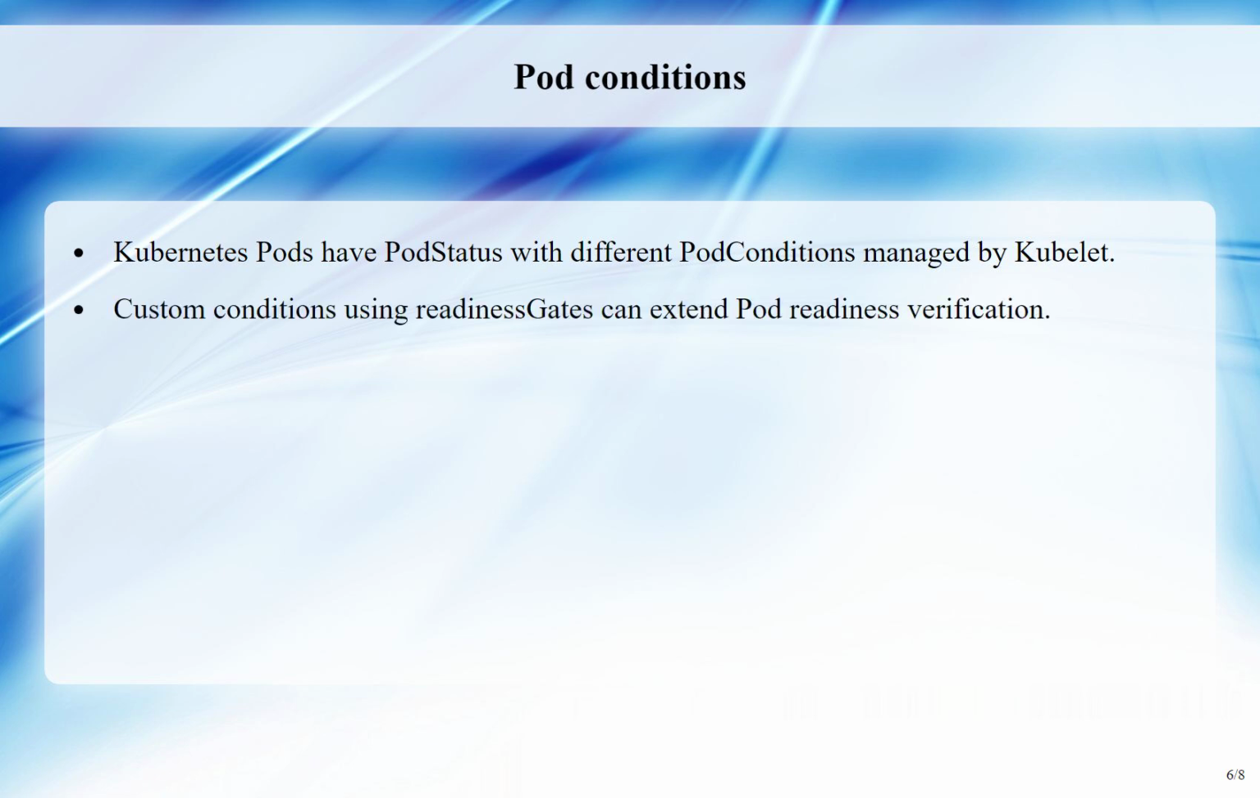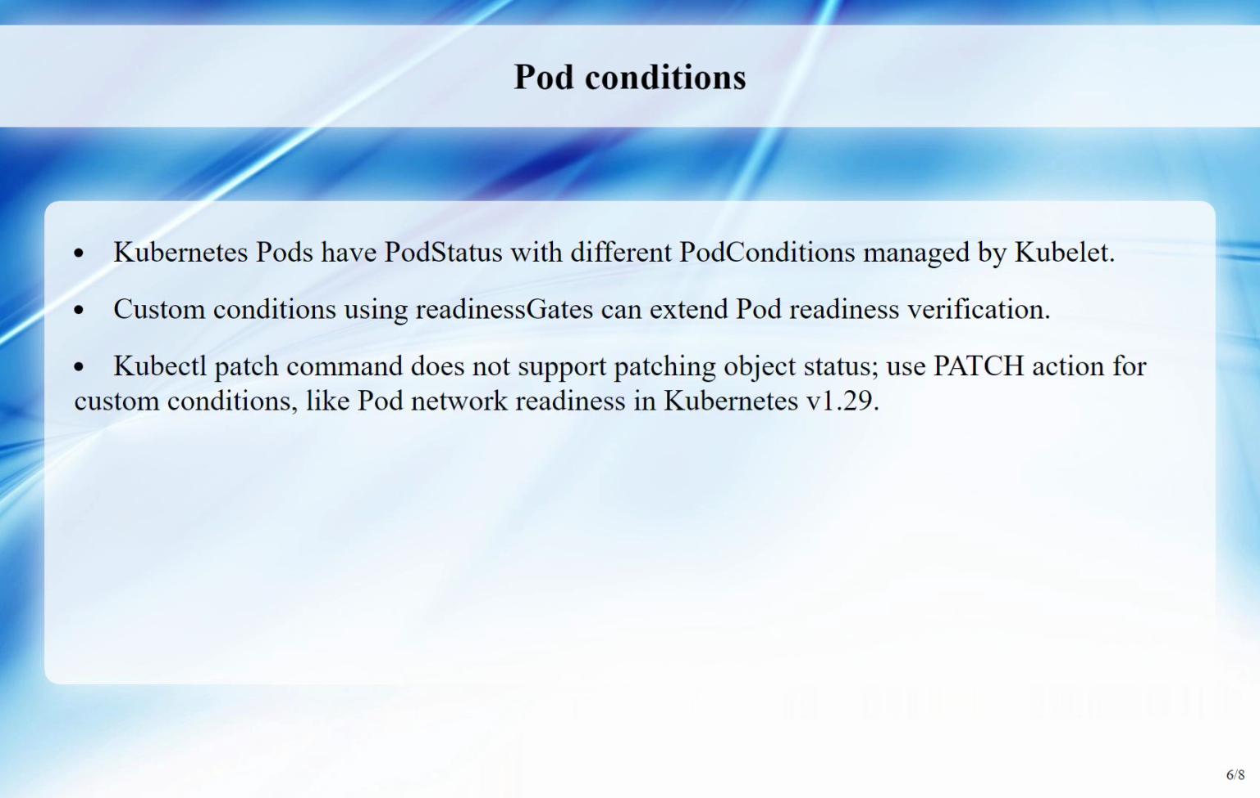Pod readiness can also be extended with custom conditions using readiness gates in the pod spec. These custom conditions must be evaluated for a pod to be considered ready. The kubectl patch command does not support patching object status, so applications and operators should use the patch action or a Kubernetes client library to set custom conditions for pod readiness.